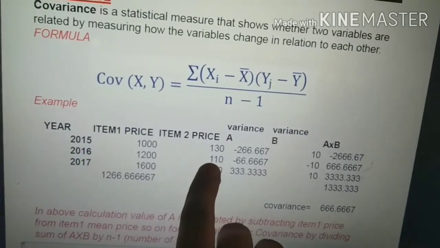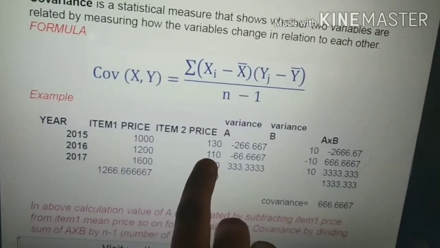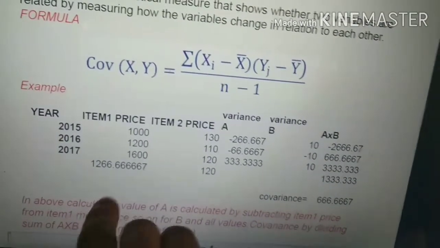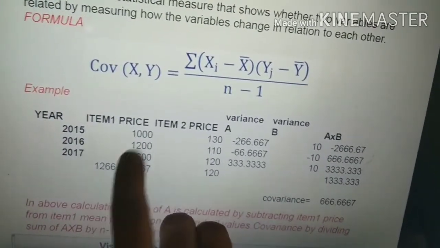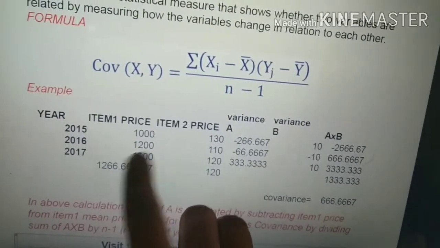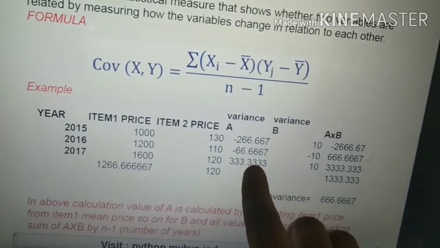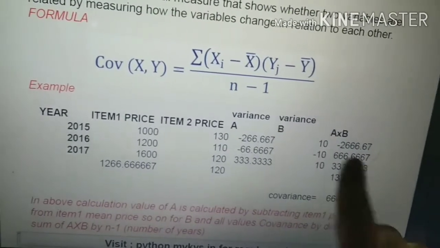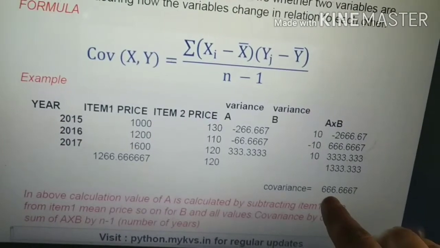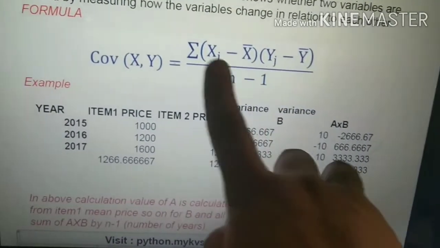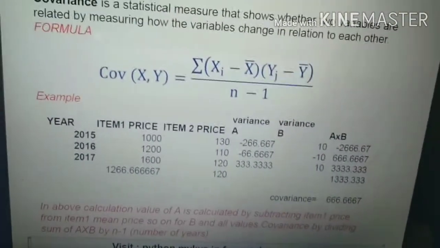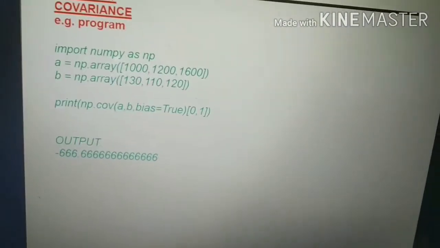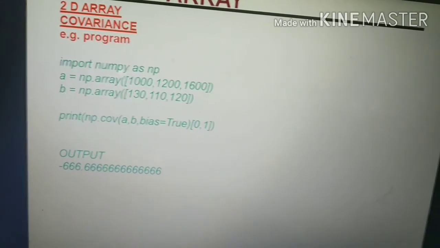Covariance, correlation, variance, all these things are used to find the relation between two different types of observation lists. So here 1000 is subtracted by this, 1200 is subtracted by this, 1600 is subtracted by this, and it is written over here. Similarly here minus 10, 10, whatever it is, and then both a and b are multiplied. So the sum is the covariance. The formula of covariance is given here. So automatically by using the cov function we can find the covariance. You can see this. Another example for covariance.